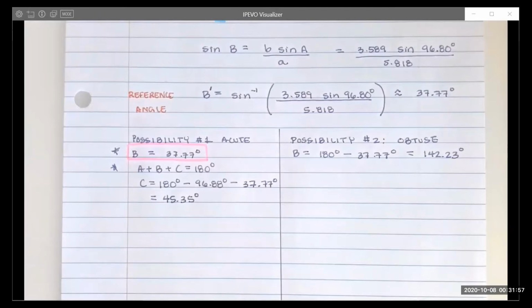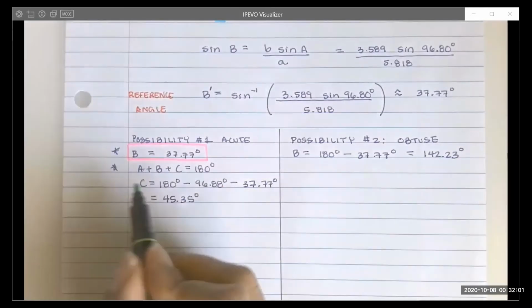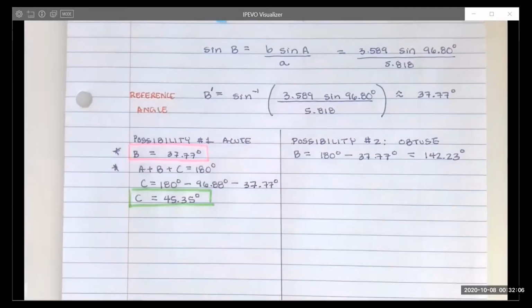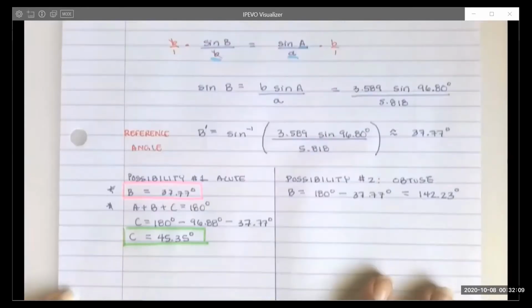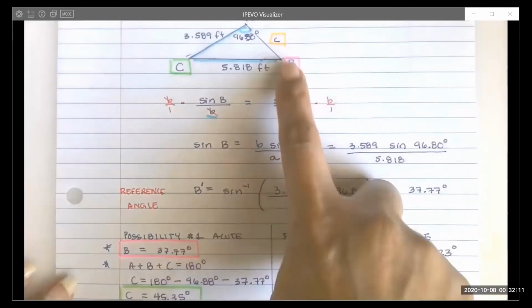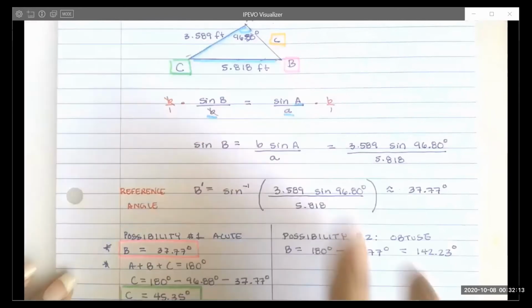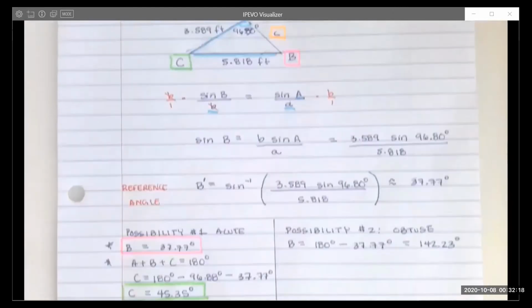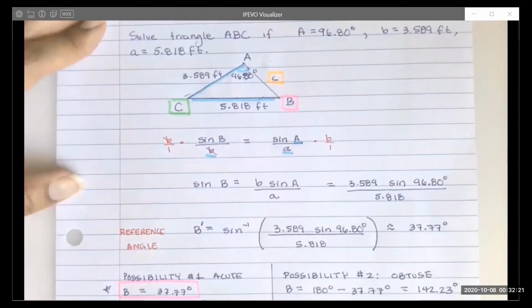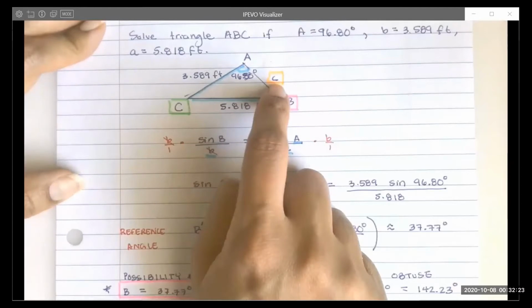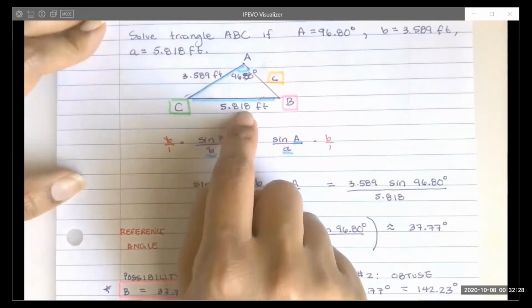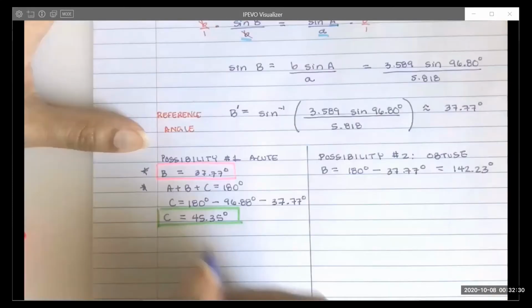So now we have C as well. Which means there's just one more piece of information that's missing, and that is side C, the side opposite to angle C. So what can we use to help us find that? Well, I have angle C now. I am trying to find side C. I also know angle A and side A. So we can use the law of sines to help us here.